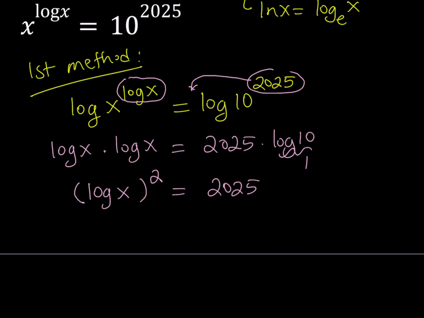The second reason is 2025 is a perfect square. How do I know that? Because 4 times 5 is equal to 20. You just attach the 25, and that gives you 45 squared.